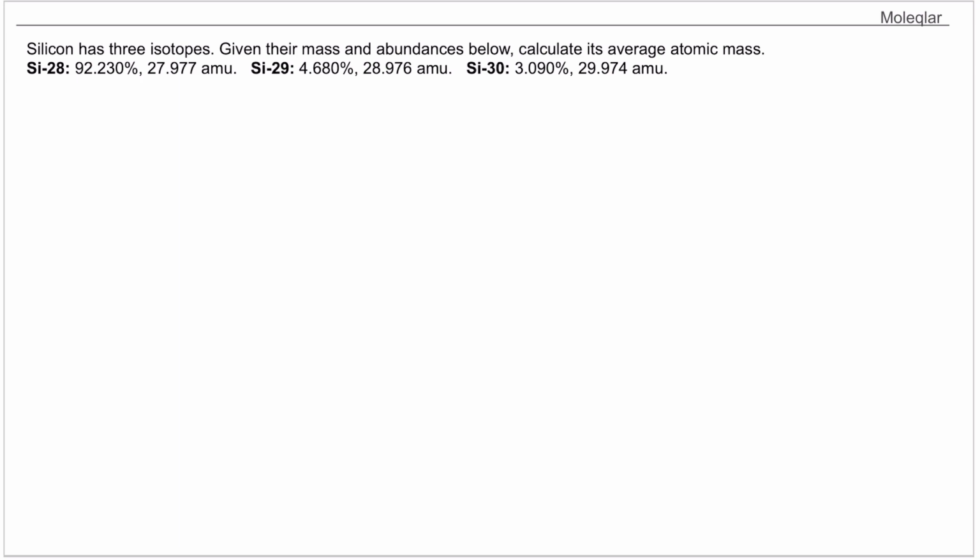So let's start off with the equation that we're going to use. The average mass is equal to the percent abundance of isotope 28 times the mass of 28 plus the abundance of 29 times the mass of 29 plus the percent abundance of 30 times the mass of 30. Now we can cut it off over there because we don't have any other isotopes in this series.